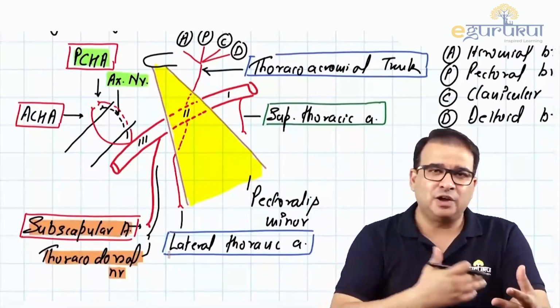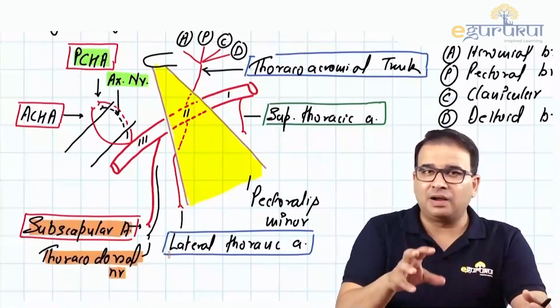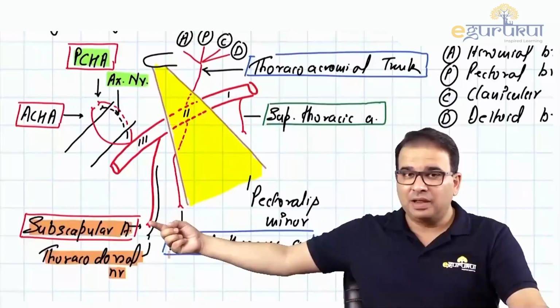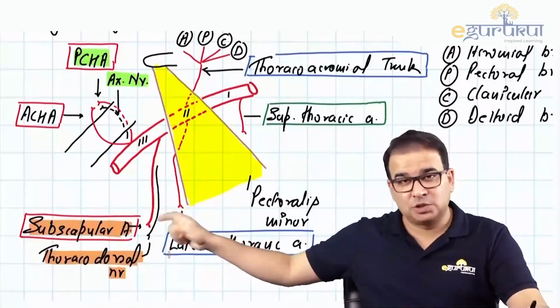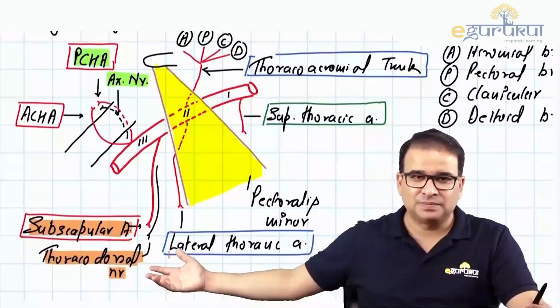In flap transferring of the latissimus dorsi, when you take a flap of latissimus dorsi, you take it along with the artery and the nerve. And you can see both of them running together here. The subscapular artery, apart from supplying the subscapularis muscle, does supply latissimus dorsi. And the thoracodorsal nerve, of course, supplies latissimus dorsi.